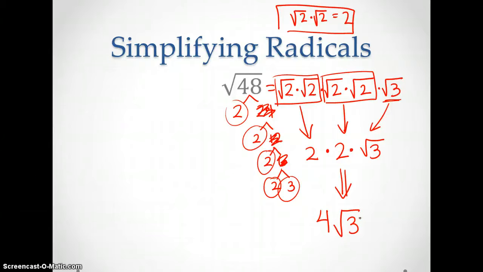You may have learned other methods. For instance, sometimes I teach you to look for pairs: you break down your number into its factors and just look for pairs, and any pair can move outside the square root. Anything that doesn't have a pair, so the 3, stays inside the square root. You can think of it in multiple ways, but why it works this way to simplify radicals is because of what you just saw.